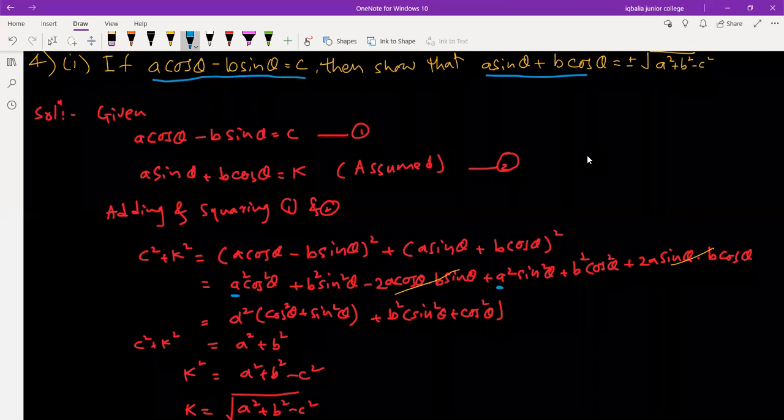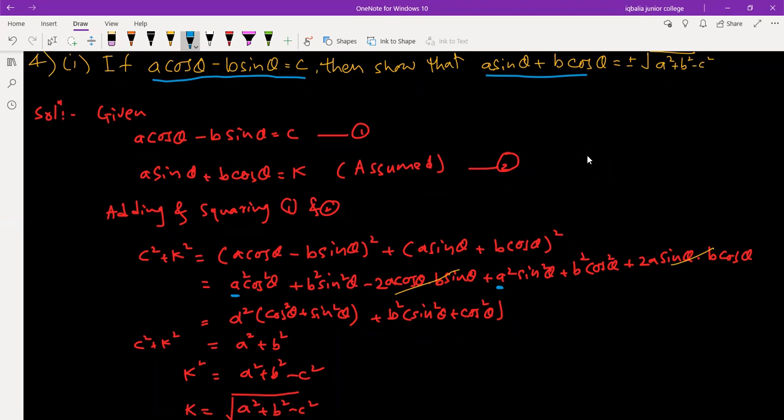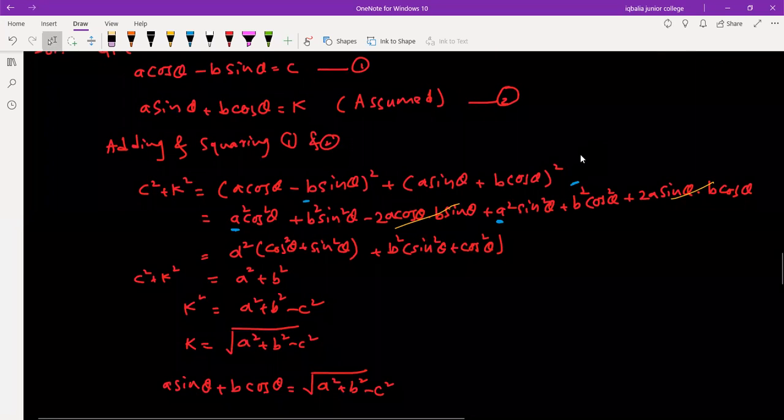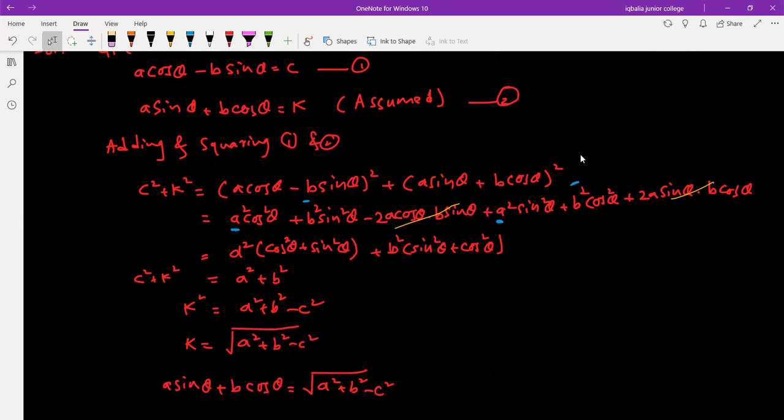Okay, so after taking A square common here, you will have A square (cos square plus sin square), and if you are taking B square common from here, then you will have (sin square theta plus cos square theta). So I know the value of sin square plus cos square theta is nothing but 1, and here also sin square theta plus cos square theta is equal to 1. So here I found that C square plus K square is equal to A square plus B square.